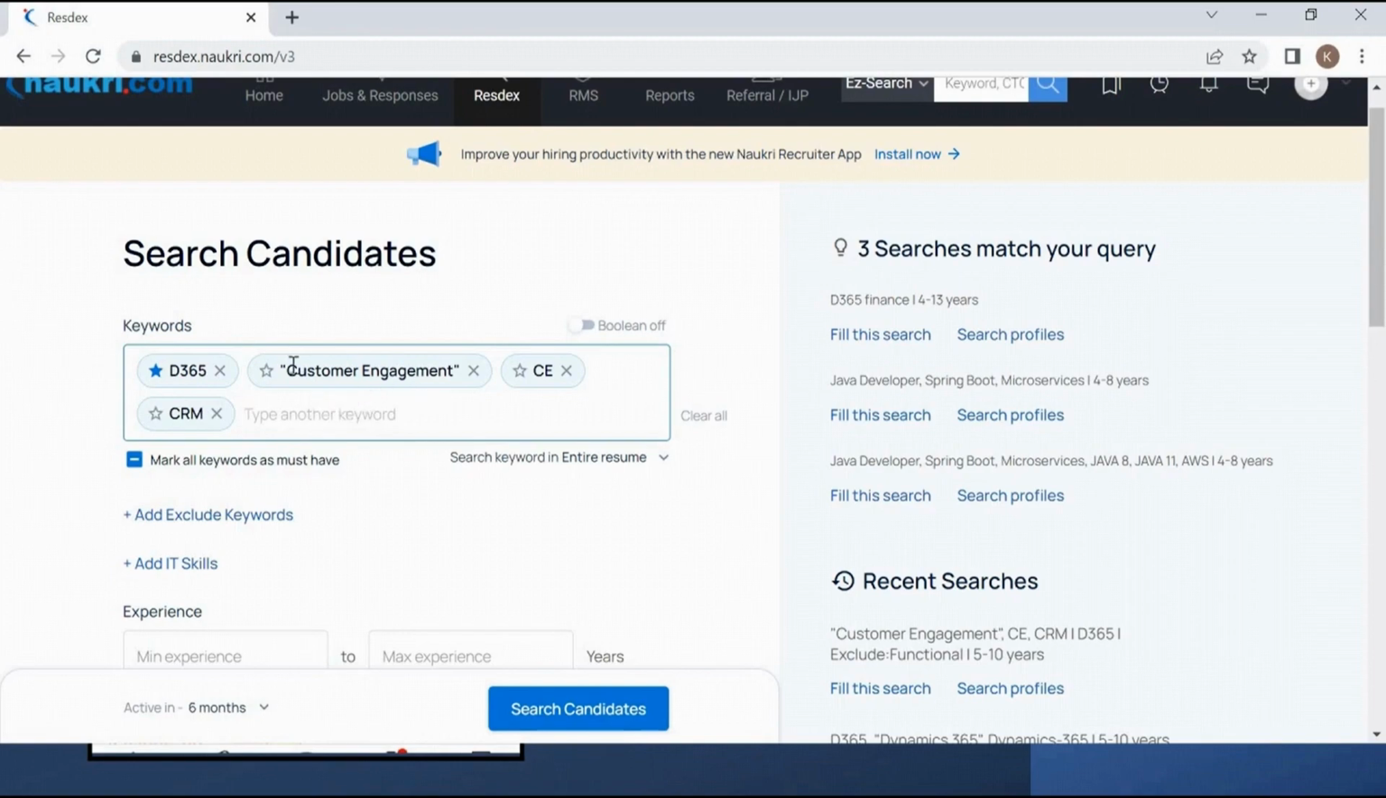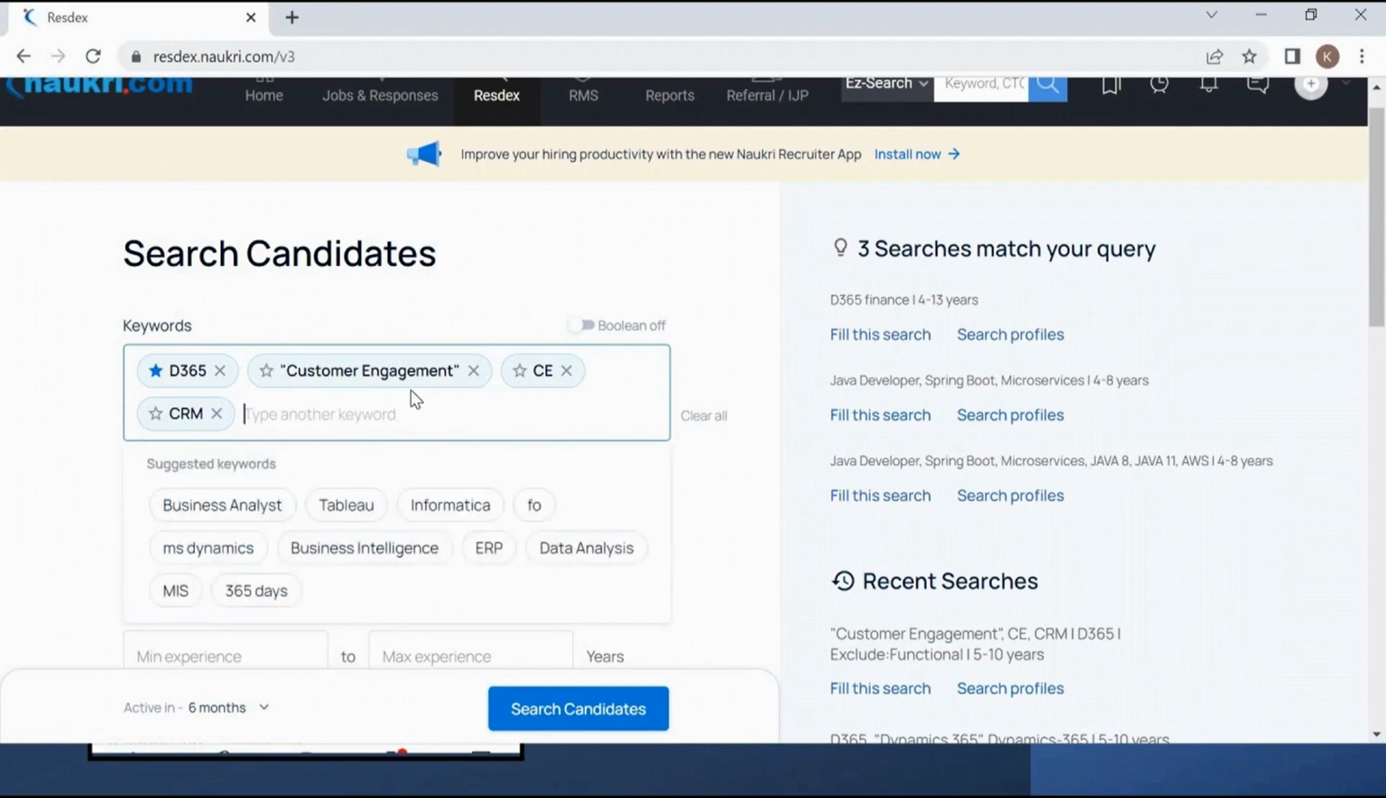So I hope this inverted comma topic is clear: whatever words you want to mention in which there is a gap, when there is a gap between two words and you want these two combined words as they are in the resume of the candidate, then you have to mention them in inverted commas. Okay. So I have mentioned customer engagement. Also I have mentioned CE. CE is the short form of customer engagement. Next is CRM. Friends, it's all about the matter of making the search.